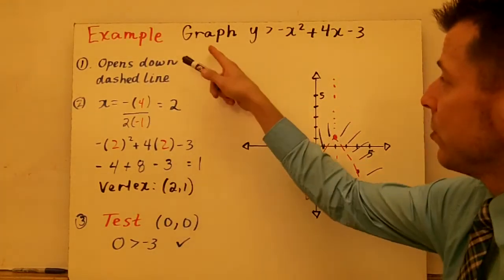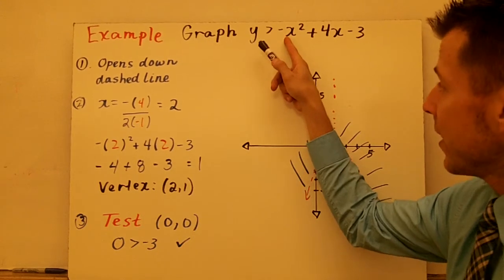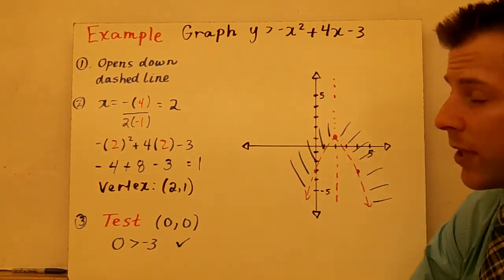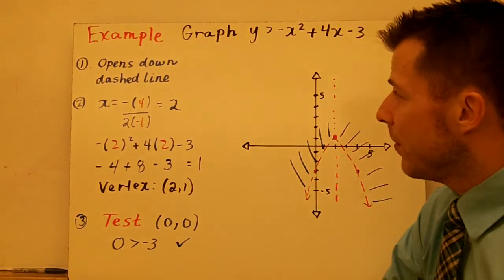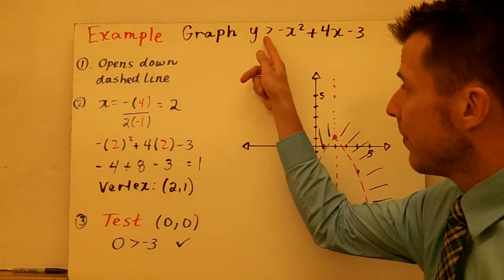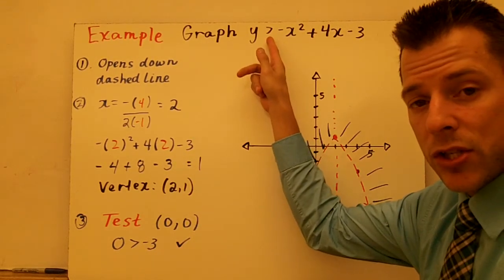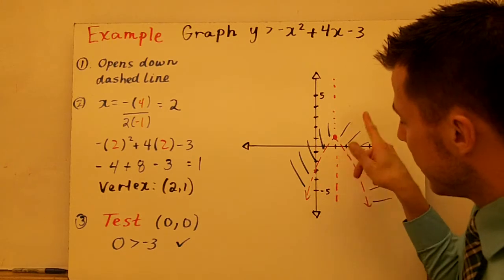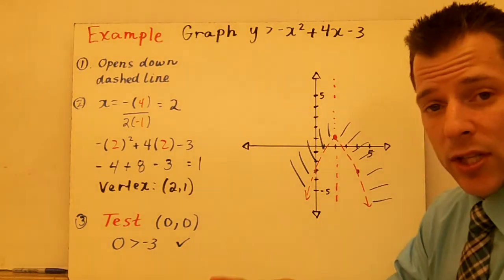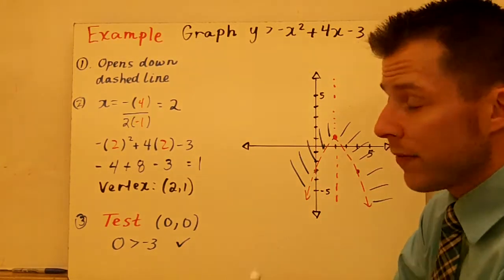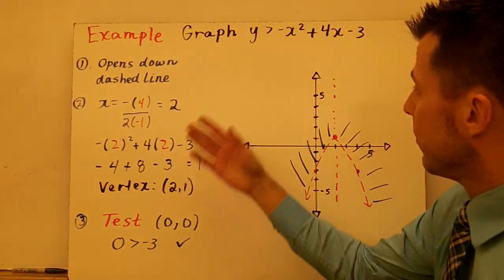All right, in example 2, graph y is greater than negative x squared plus 4x minus 3. So very similar to the last problem, and I wanted to make sure I kept examples where the line isn't one complete line. These are all dashed lines, okay? Because that's one mistake we can make a lot when we're graphing quadratic inequalities. So I'm going to graph this function.